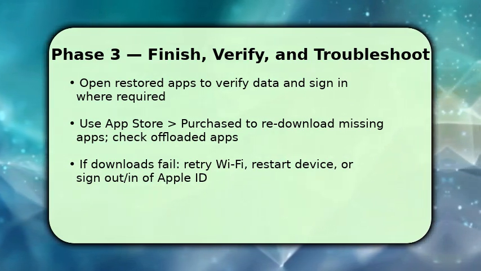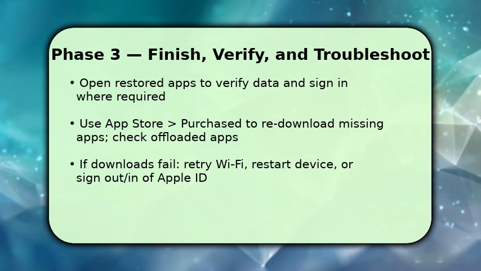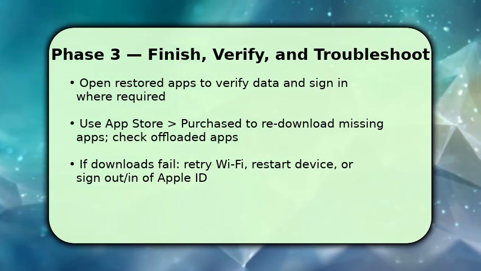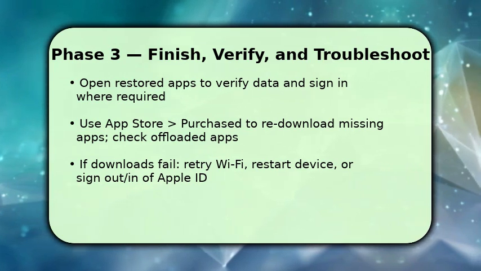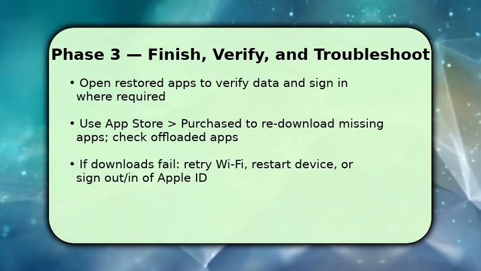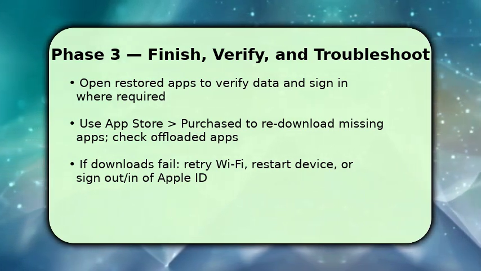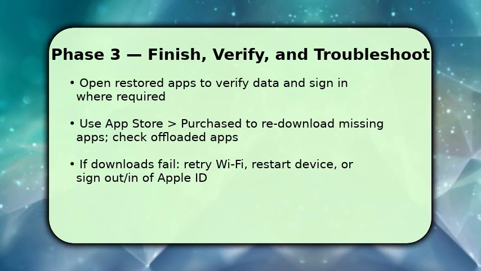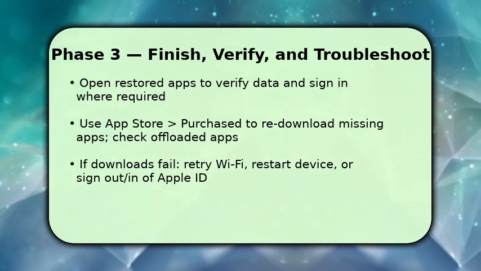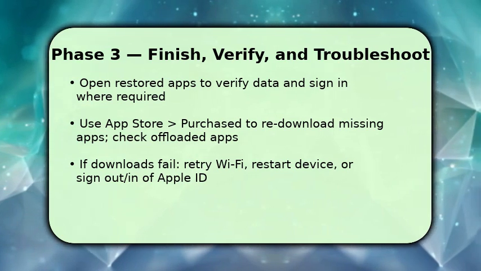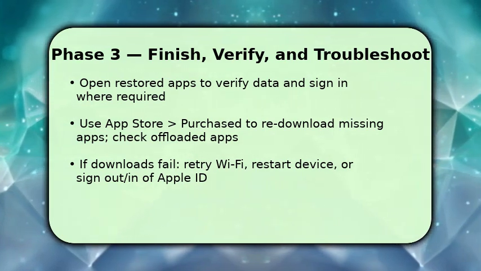If an app is missing, go to the App Store Purchase tab to re-download it and check Settings General iPhone Storage for offloaded apps. If an app won't download, try the key troubleshooting step. Toggle Wi-Fi or restart the iPhone, and sign out and back into your Apple ID. This often clears authentication or network glitches, so downloads resume.